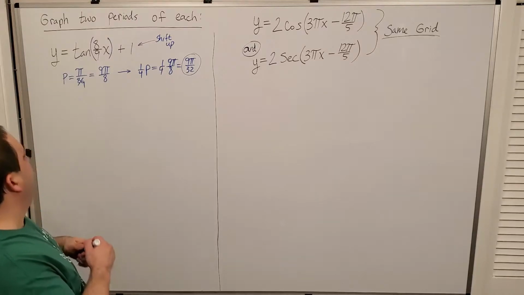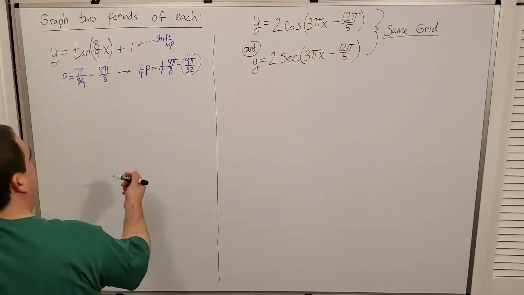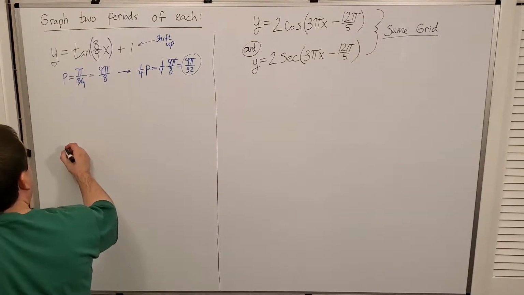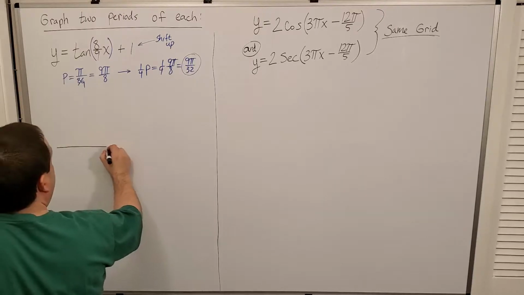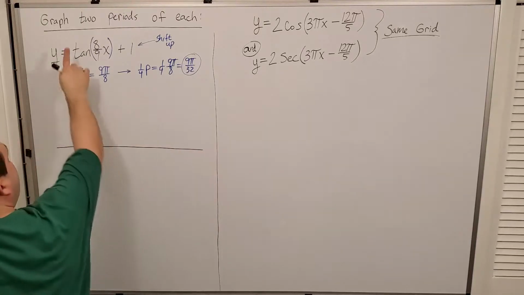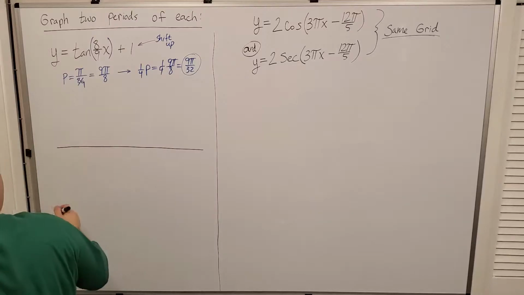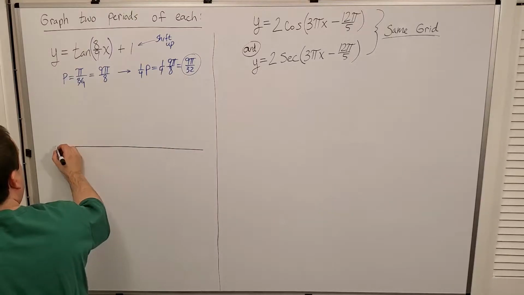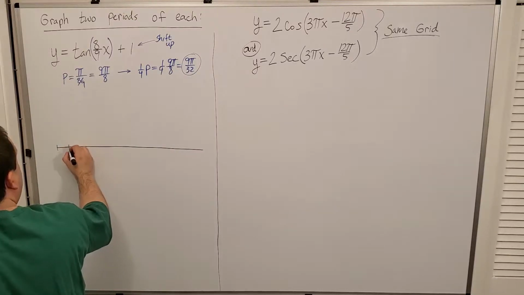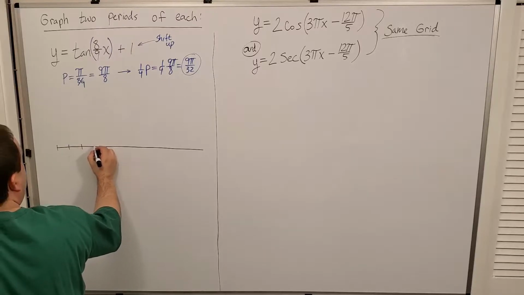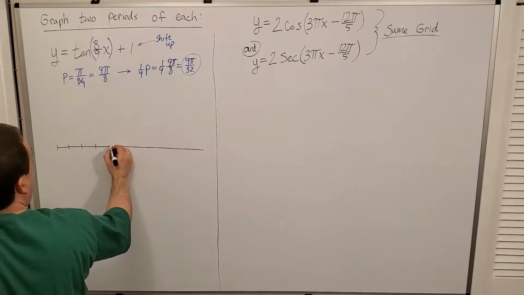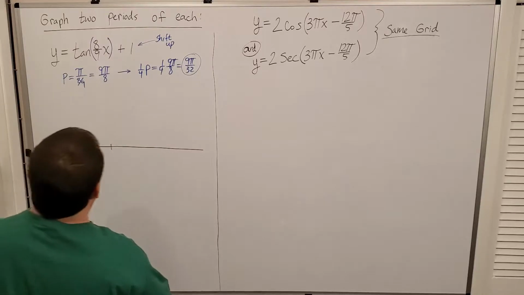Okay, so let's go ahead and throw down my x-axis here. I need 2 periods, so I'm going to stick to this left-hand side first. I'm going to go ahead and put my first 5 marks. 3, 4, and 5 here.